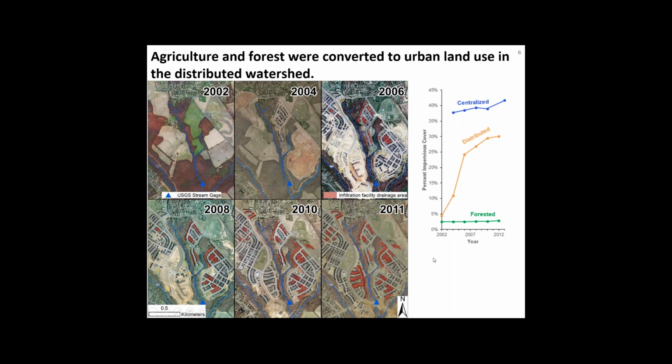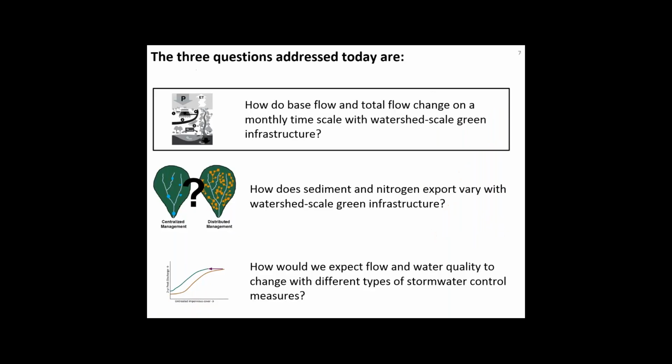So if you look at the change in impervious cover over time, this watershed went from less than 5% impervious cover to just about 30% impervious cover, whereas the other two watersheds, the forested watershed and the centralized stormwater management watershed, didn't really have any drastic changes in impervious cover over that time period. So I'm going to switch it over to Aditi now.